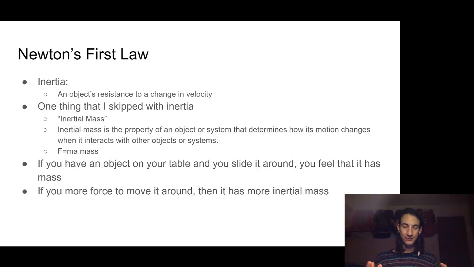So when we're thinking about mass, one of the reasons that inertia is important is because we can define this quantity called inertial mass. And inertial mass, the way that the College Board defines it, is the property of an object or system that determines how its motion changes when it interacts with other objects or systems. So when we use F equals ma, the mass that we plug in there is the inertial mass. It's telling us how this object is going to resist a change in motion, how it is going to resist an acceleration. If it has more mass, it will resist a change in acceleration. If it has less mass, it'll have a harder time resisting that change in motion. So that's our inertial mass.